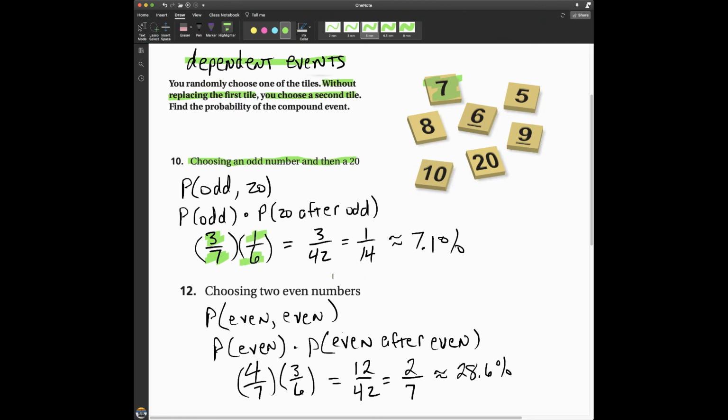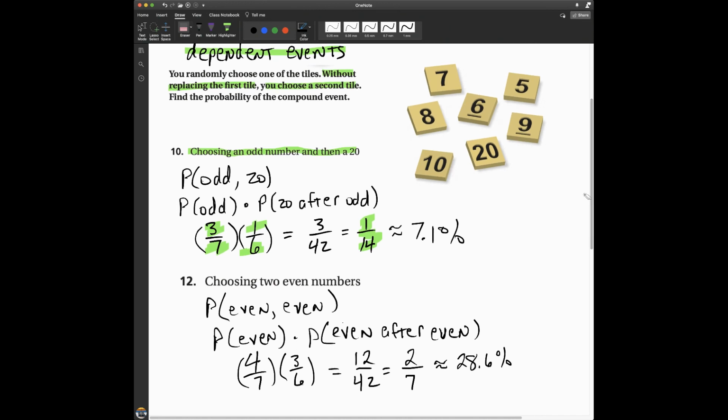So you multiply those together, 3 out of 42 or 1/14. All right, which is approximately 7.1%. So you have a 7.1% chance of choosing an odd number and then a 20. Let's look at the next one, choosing 2 even numbers. So for this one, you choose an even.